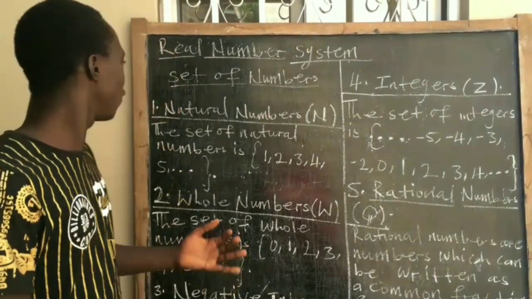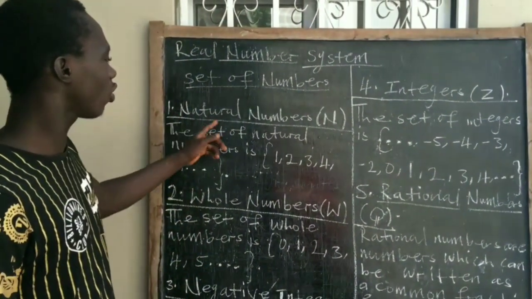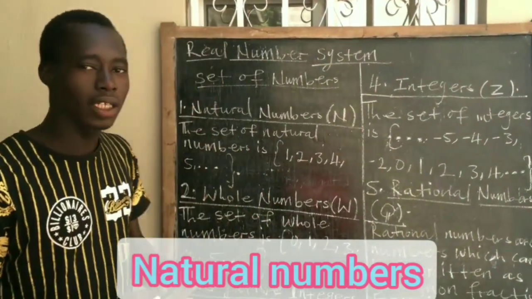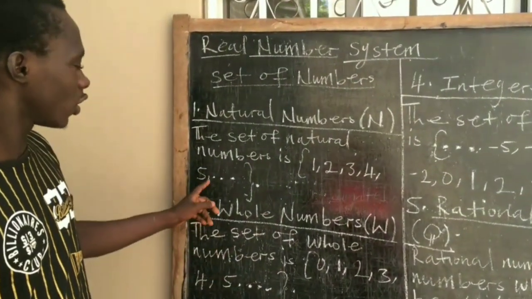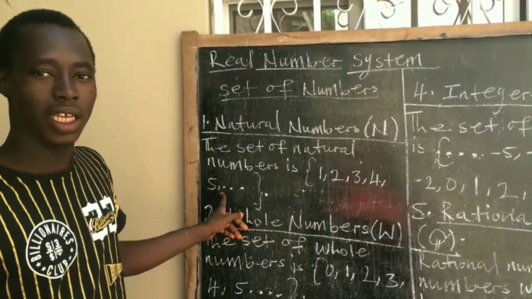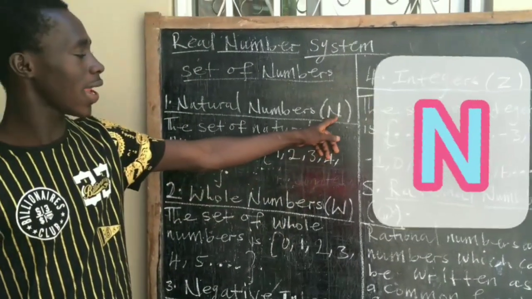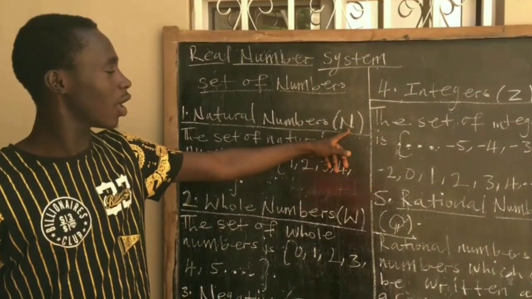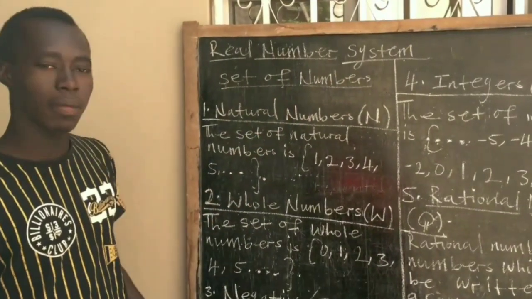So today we have some sets of numbers on the board, that is natural numbers. The set of natural numbers are 1, 2, 3, 4, 5 and the like. It doesn't stop here. That is why we have these dots. It continues. Natural numbers are denoted by the symbol N. If you see the symbol N in a set of numbers, it means it is the natural numbers.